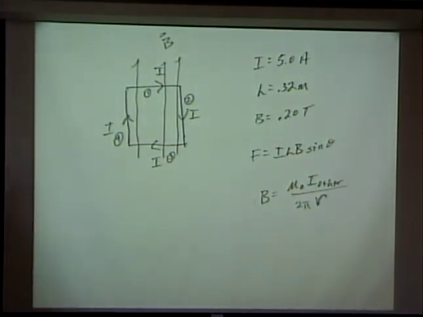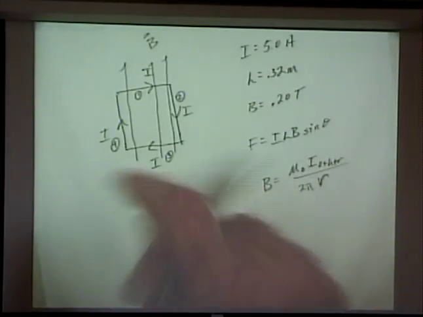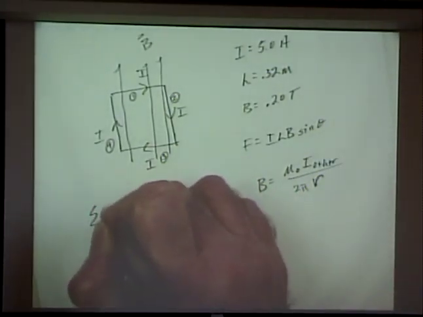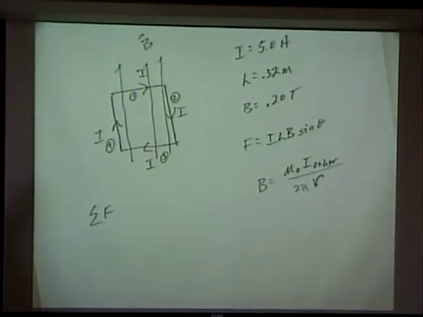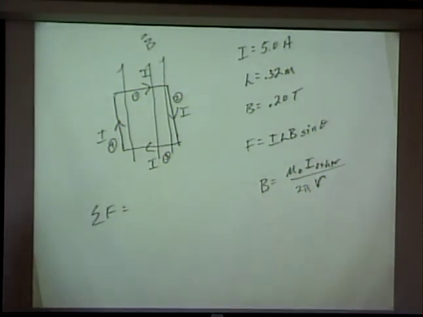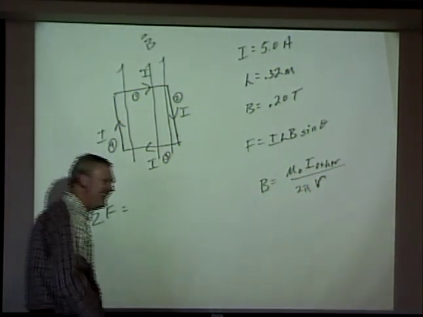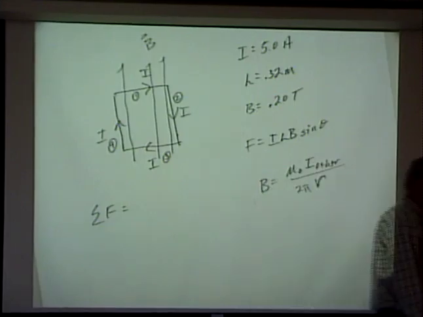And that one, again, would be the force. So you'd have to take the sum of the forces, and you have to figure out which way they go. So this is a little bit harder problem. I think I'll just stick with the 2 wires and no magnetic field.